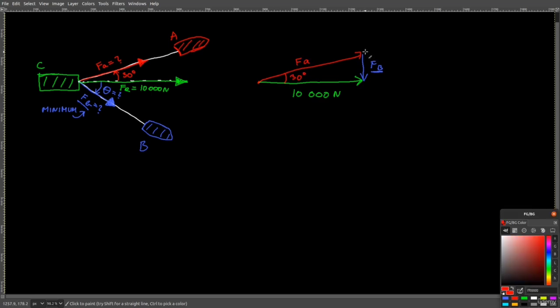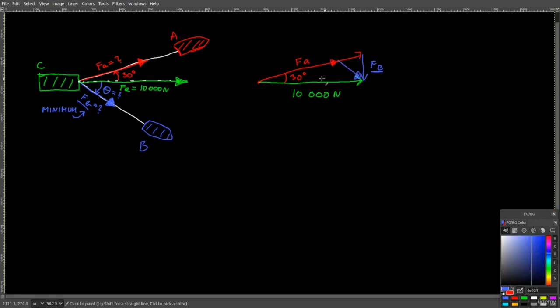Now obviously, if I made this FA even longer like this, and then I would make FB like this, then obviously this vertical version would be smaller. But what if I make my FA smaller? What if instead of this version, I will have this version?